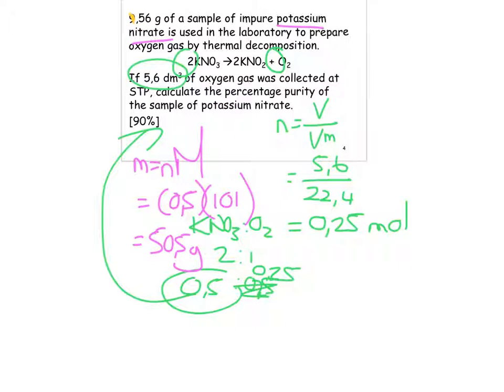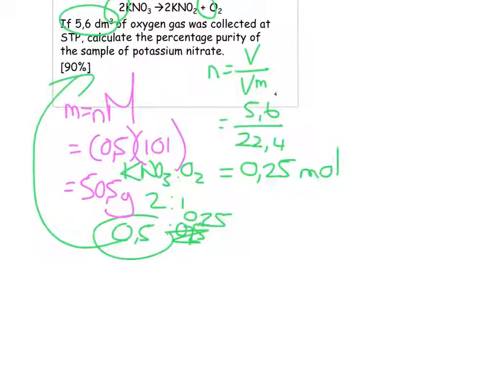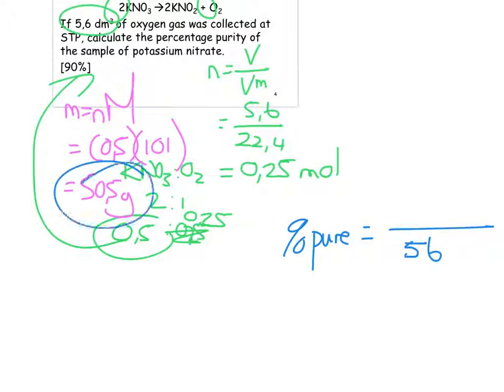So how do I calculate the percentage purity? I'm going to try and make it. I'm going to say percent pure. What was the total for the test? It was 56 grams. And what did we actually get for the test? We actually got 50,5 grams. And therefore, if I times that by 100, I will get the percentage purity, and it turns out to be 90%.